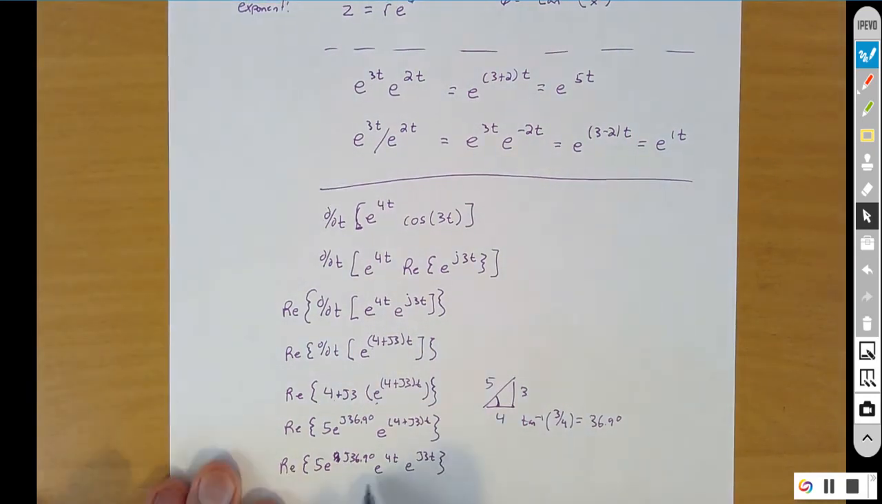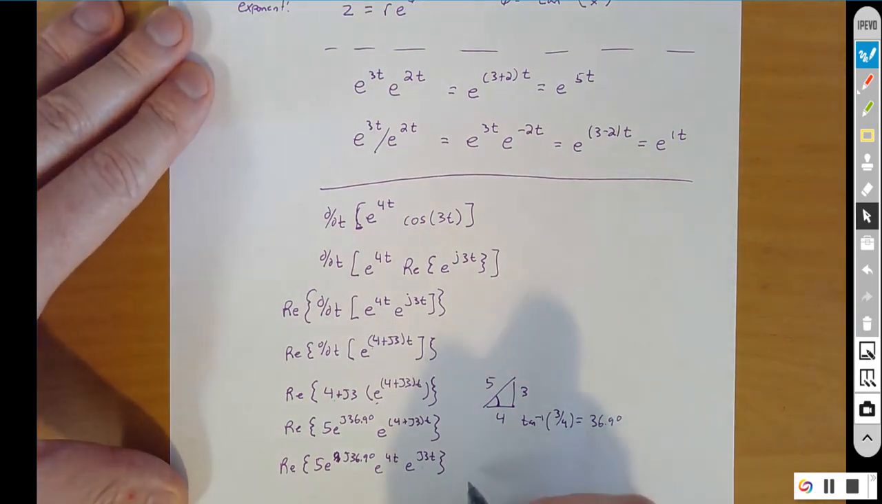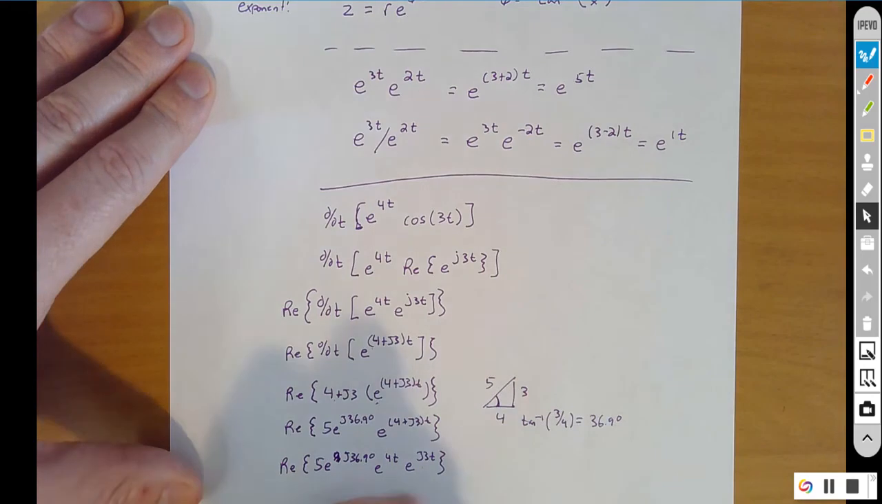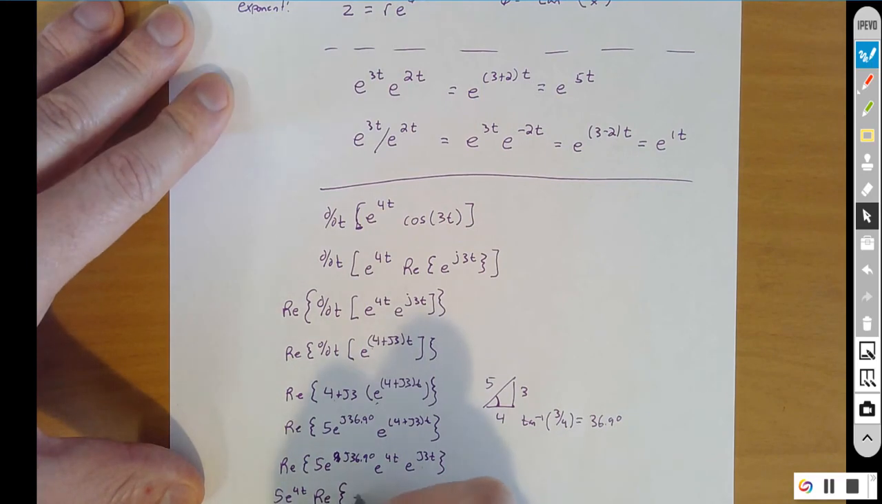So normally you wouldn't need to fully expand them, but it helps you see all our parts. So e to the 4t is the only one that doesn't have a j. So when I undo the real operator, it's the one that won't go back into a cosine. So we're going to pull that out along with this 5. So basically we have 5e to the 4t. Then we have the real operator acting on the remaining piece, which is e to the j, and then we have 3t plus 36.9 degrees.